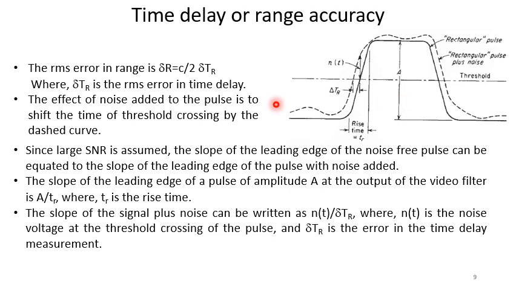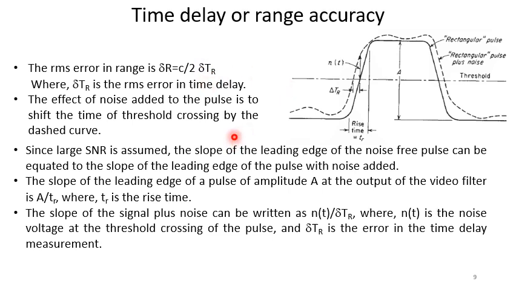The RMS error in range is delta R equal to C by 2 into delta TR, where delta TR is the RMS error in time delay, because we actually measure TR instead of R. So we measure TR, the time of arrival or round trip time, and from that we can calculate R. So the RMS error in delta R must be proportional to the RMS error in the measurement of the round trip time.